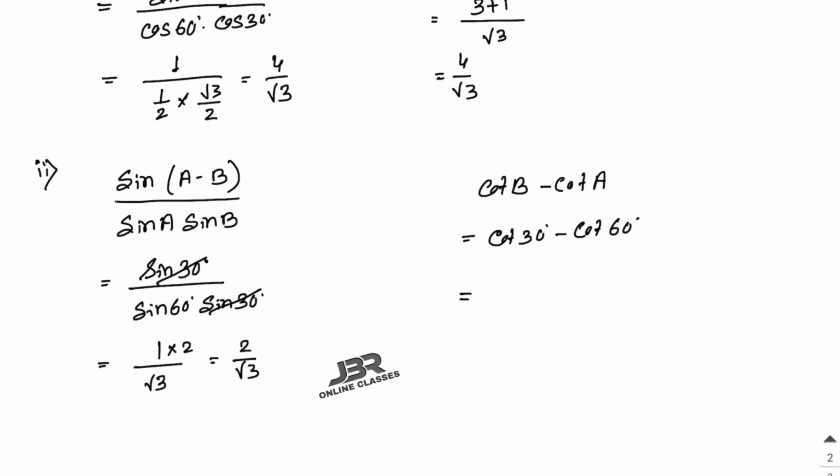Okay, so cot 30 means root 3, minus 1 by root 3. So that means here 3 minus 1 by root 3. So it's 2 by root 3, and it's proved. Now next, sum number 5.